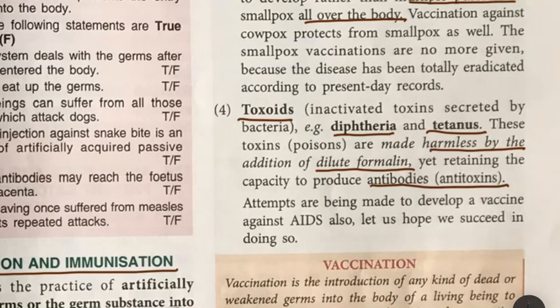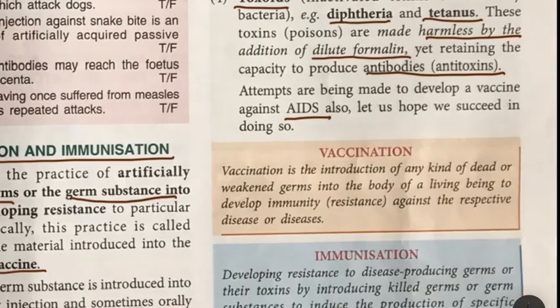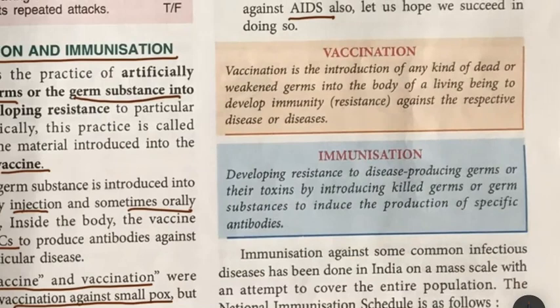Now, nowadays, of course, everywhere in each and every country, they're trying to make a vaccine for COVID-19. And of course, till now there is no vaccine even for AIDS. It's been so many years, but yet no vaccine has been made for AIDS.